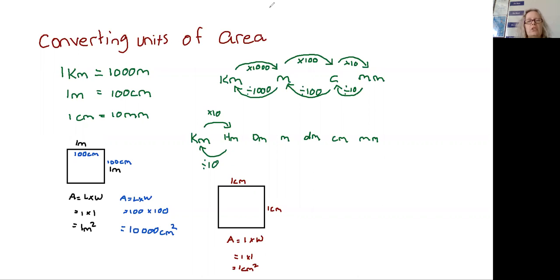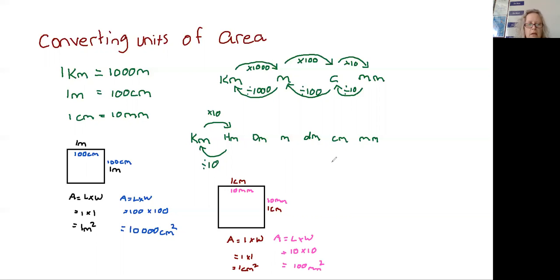Now, if I were to go to millimetres, let's do millimetres in pink. This is 10 millimetres. This is also 10 millimetres. Now the area, which is length times width, becomes 10 millimetres times 10 millimetres, which is 100 square millimetres. So you can rewrite like this.